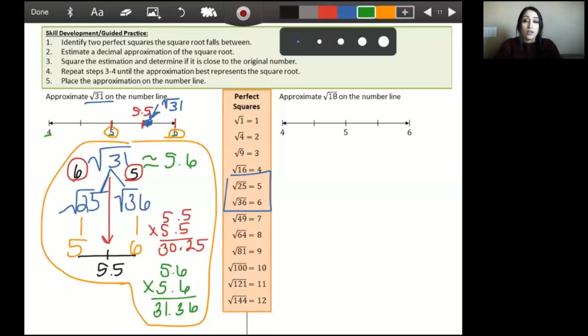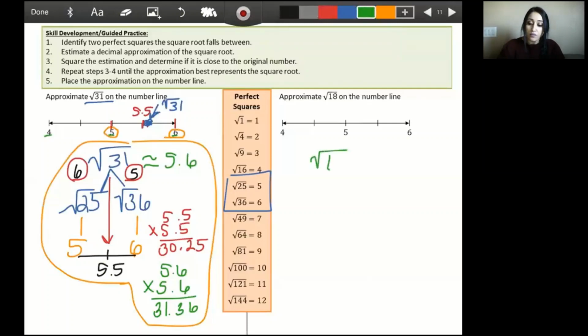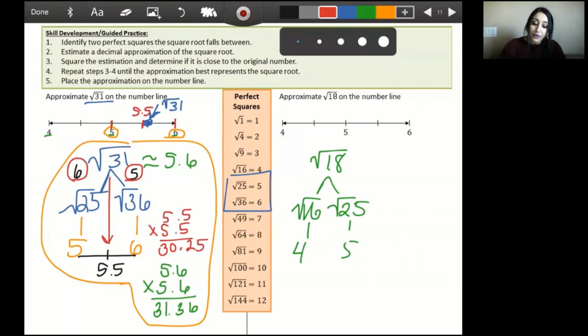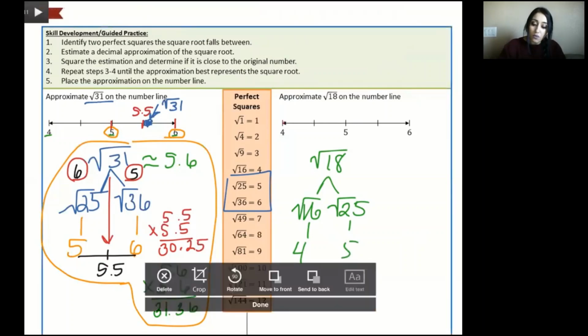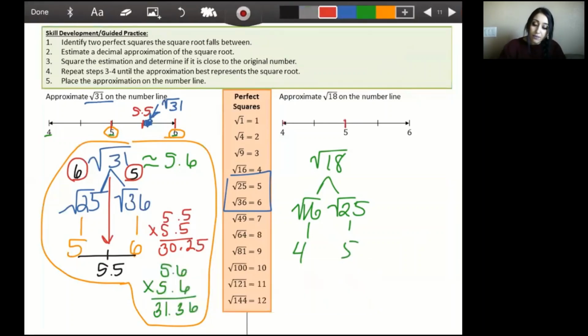So I have the square root of 18. The square root of 18 is in between two perfect squares. It's in between the square root of 16 and the square root of 25. So it's in between 4 and 5. And notice that on the number line up here, I have 4 and 5. So I know it has to be somewhere in between those two whole numbers. Right down the middle, I have 4.5. It's like the halfway mark between those two whole numbers. All right, moving forward.